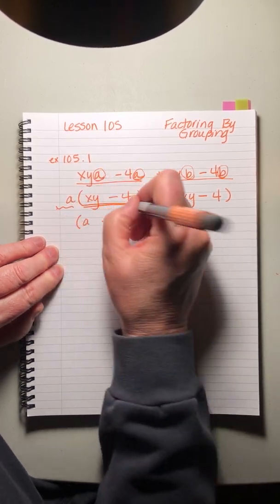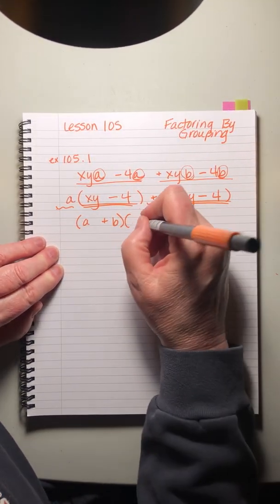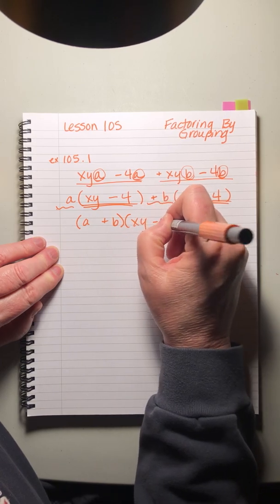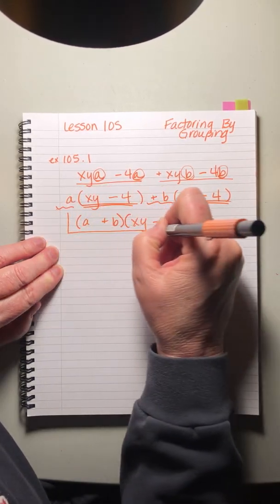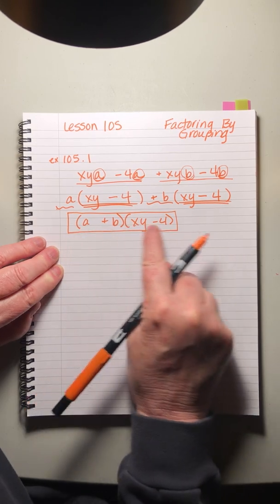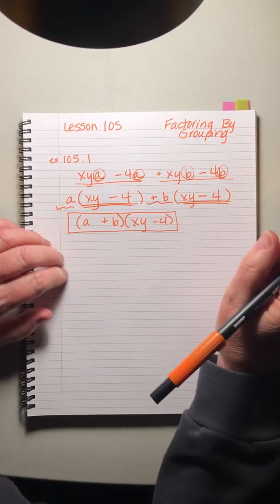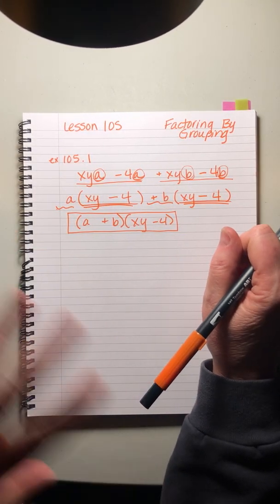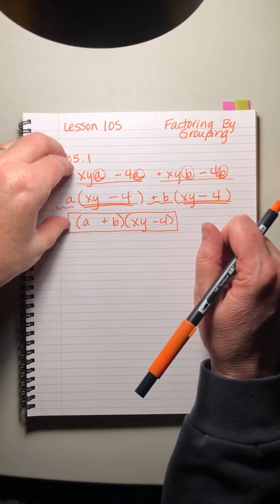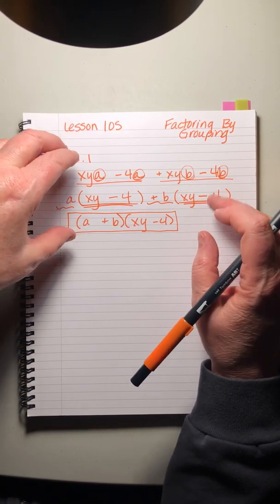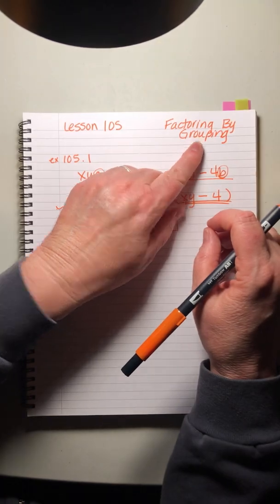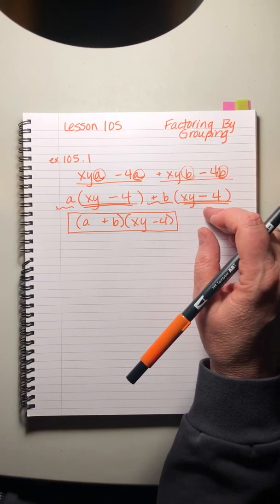And then we're going to take this binomial that we created both times and write that right there. This is our final answer. This is the factored form of this original expression. Okay? And just so you know, we're going to use this factoring by grouping technique in a bigger problem.